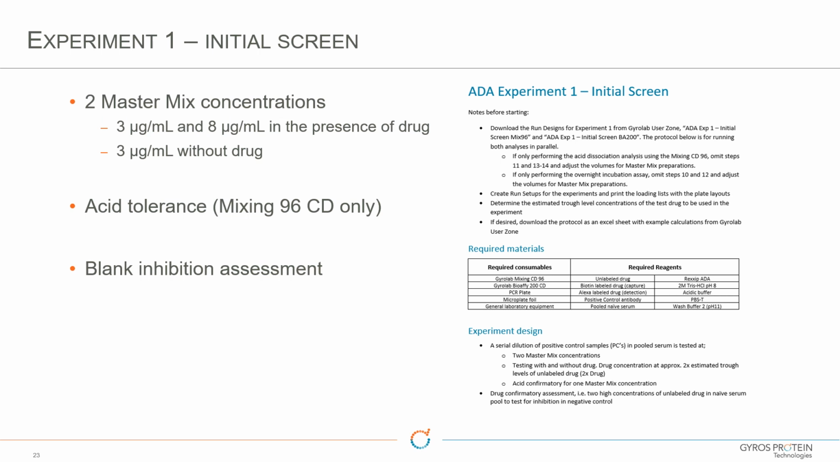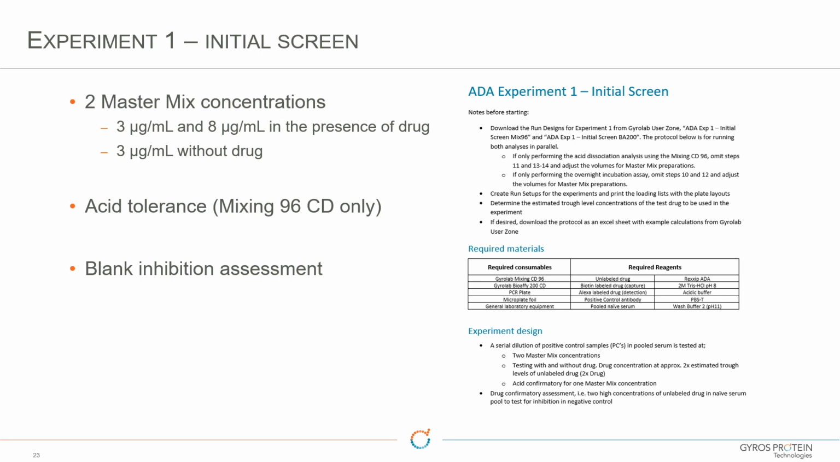So the first experiment is a master mix concentration screen. We normally recommend that you use 3 micrograms per mil and 8 micrograms per mil in the presence of drug, and then we add the lower master mix concentration without drug as well.